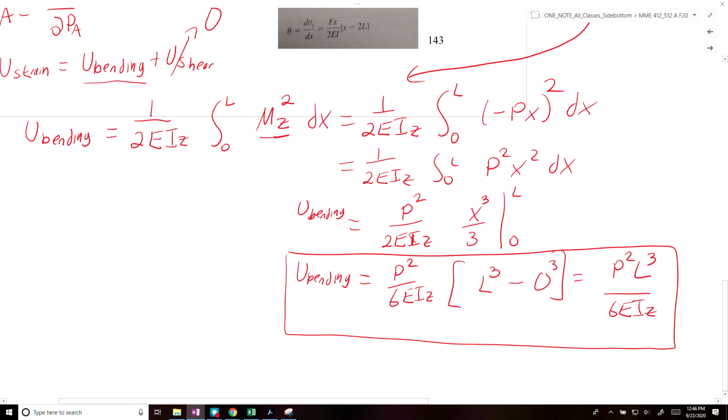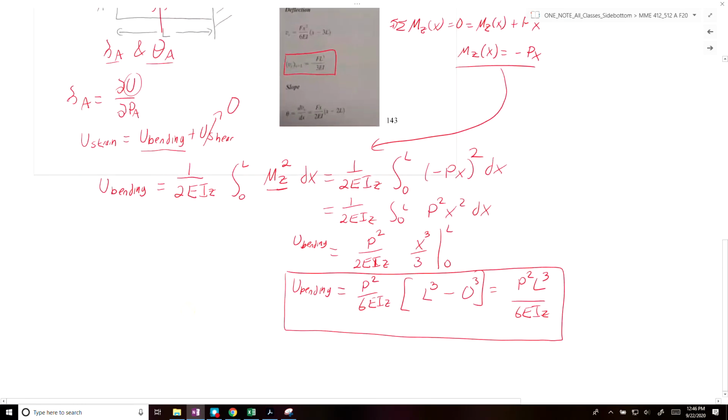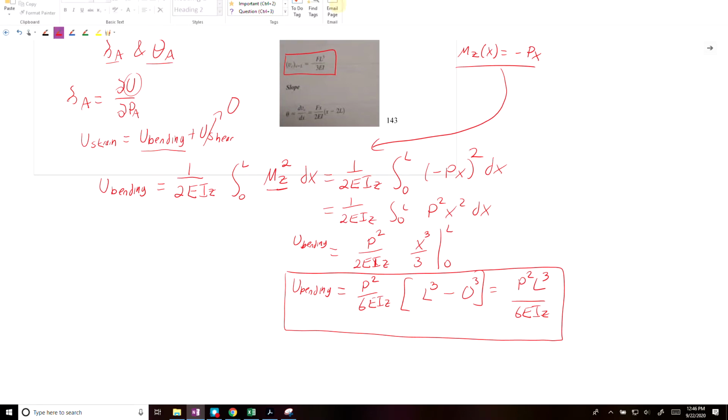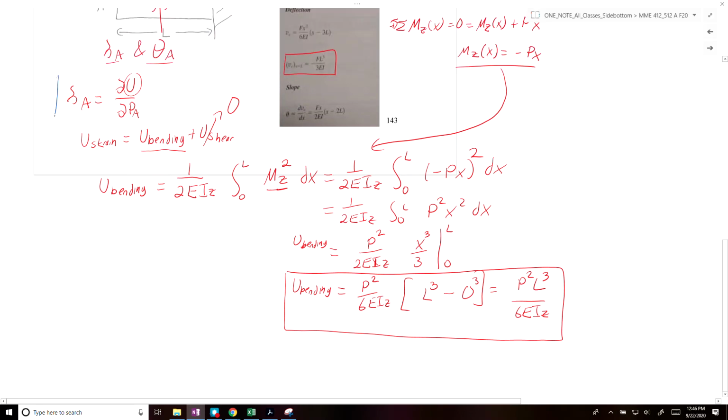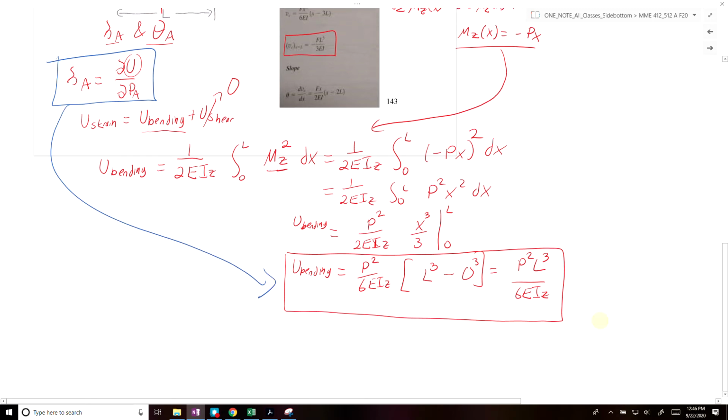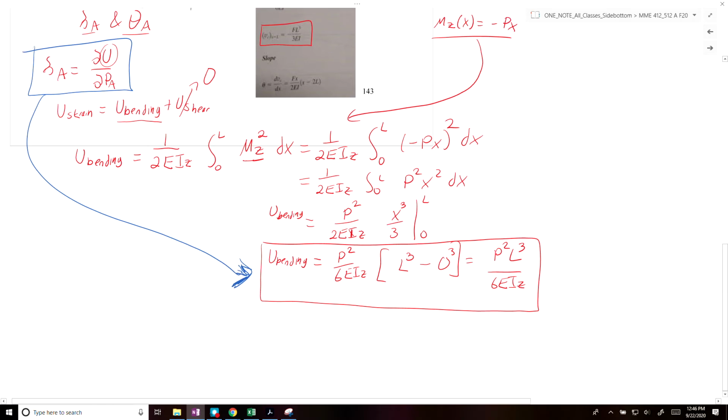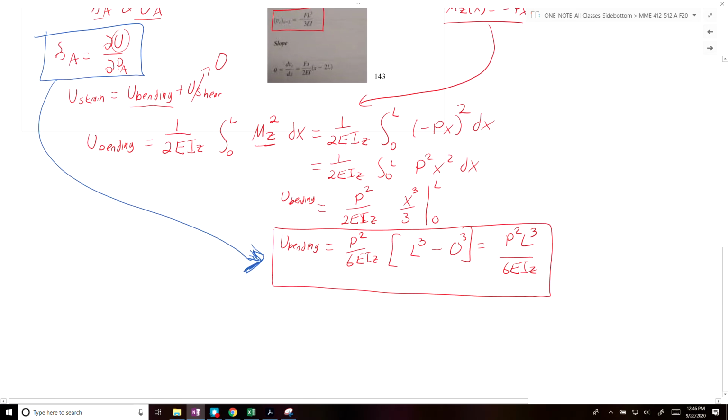The second step, if we go back to this equation on the top left of the page, is that the next thing we have to do is take the derivative of U bending with respect to P.